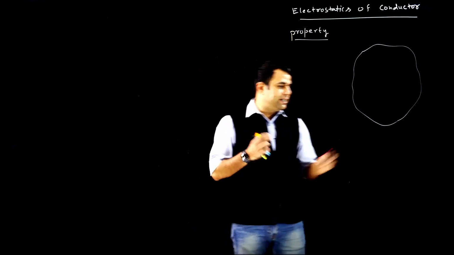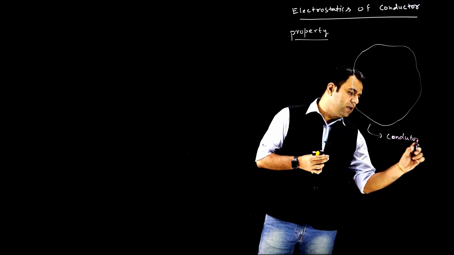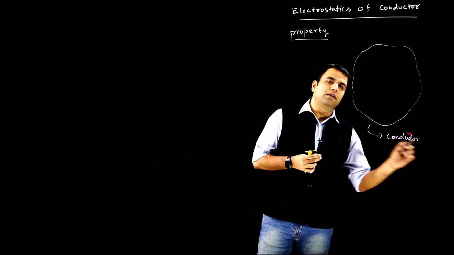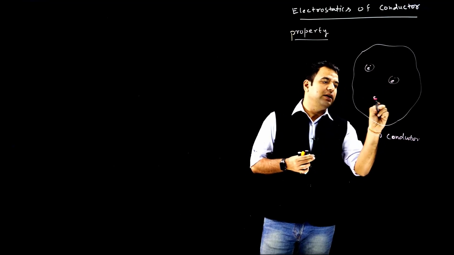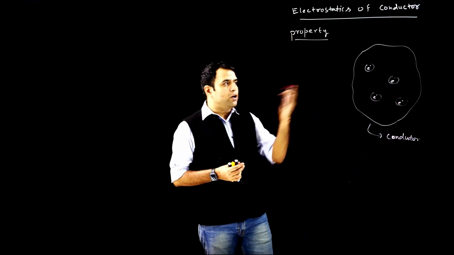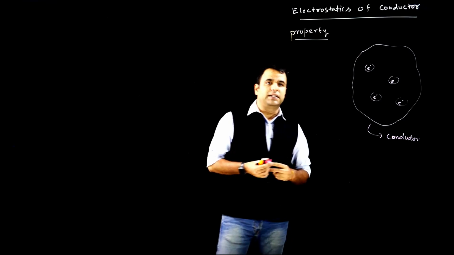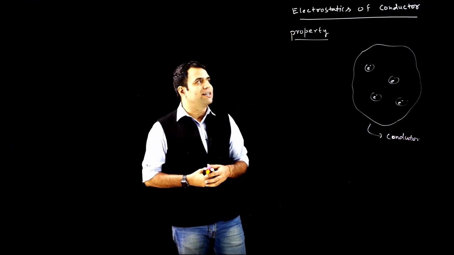So this is our conductor. This is a conducting body. There are a lot of free electrons inside. I'm showing 4. And we want to study the electrostatics of the conductor. So first we'll start with properties. There are several properties of the conductor.